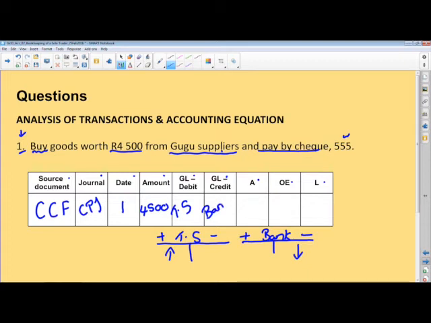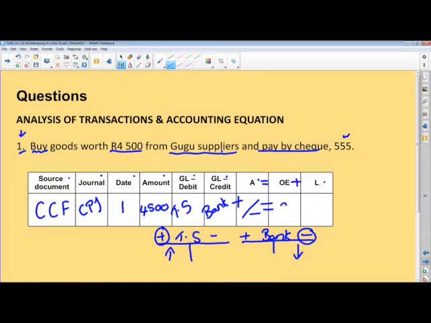And now, both of them are what? Both of them are assets. So let's look at it. Assets will go up, but the asset will also go down. So your assets will be a plus minus equals, remember, that's your accounting equation. Assets equals owner's equity plus liabilities.